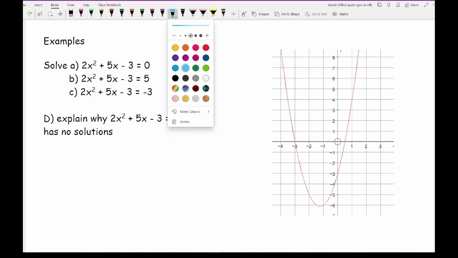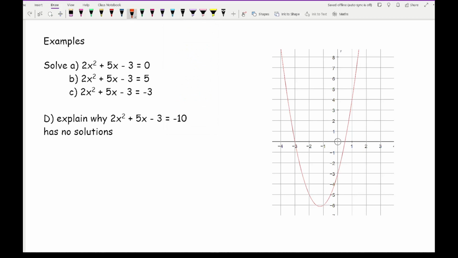The first thing we want to do is plot y equals 2x squared plus 5x minus 3, and we also want to plot y equals 0. This red line that you can see on the screen is y equals 2x squared plus 5x minus 3. And what I need to then do is plot y equals 0. If you've watched the previous video on plotting linear graphs, then y equals 0 is simply the x-axis.